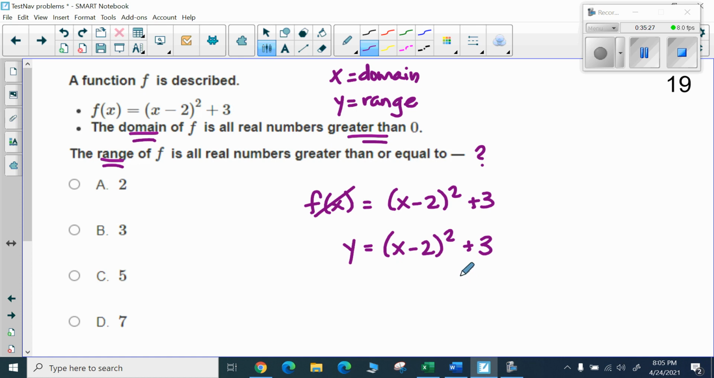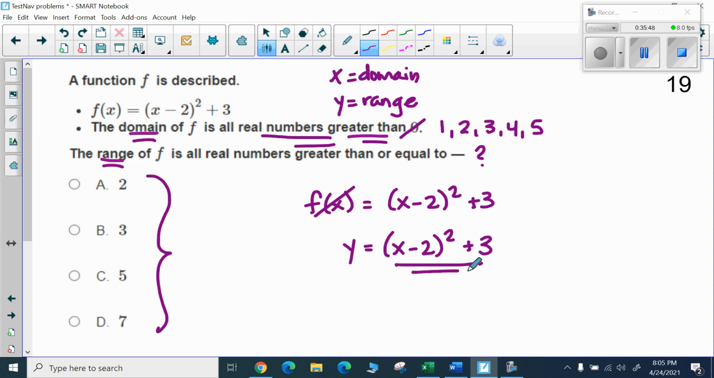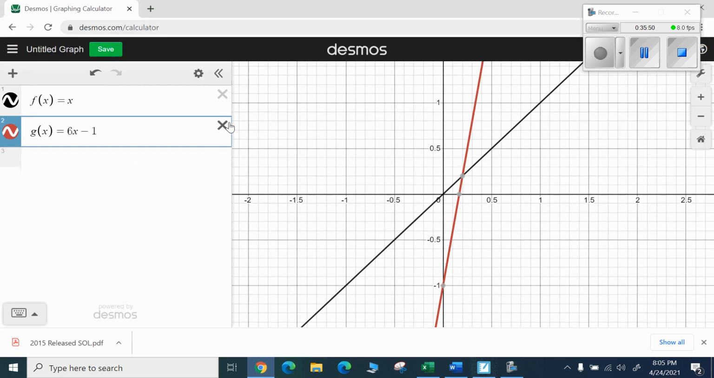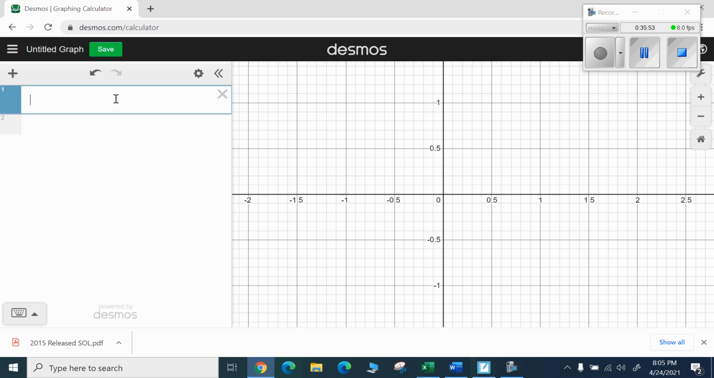And then what you can do is, it says the domain is all real numbers greater than 0, so not 0, but greater than. I would try 3 or 4 numbers in Desmos and see what my answers turn out to be. So I'm going to go to Desmos and I'm going to type this. Actually, I'm just going to type this part and see what I get. So let me get rid of that. Let me get rid of that. So let's see.